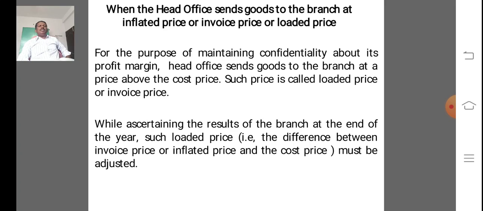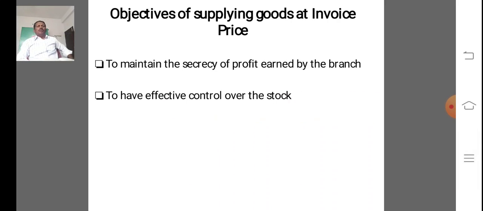While ascertaining the results of the branch at the end of the year, such loaded price, that is the difference between the invoice price or inflated price and the cost price, must be adjusted. Okay. So what are the objectives of supplying goods at invoice price? To maintain the secrecy of profit earned by the branch, to have effective control over the stock.